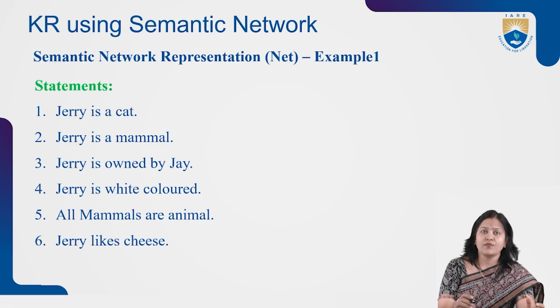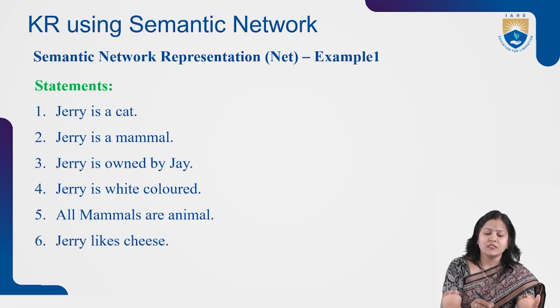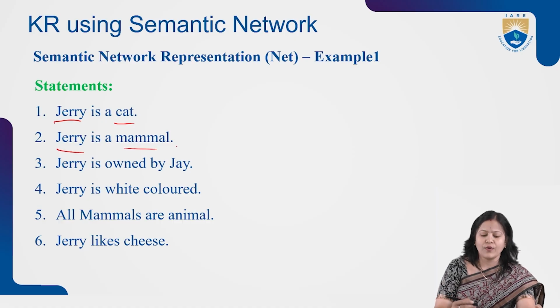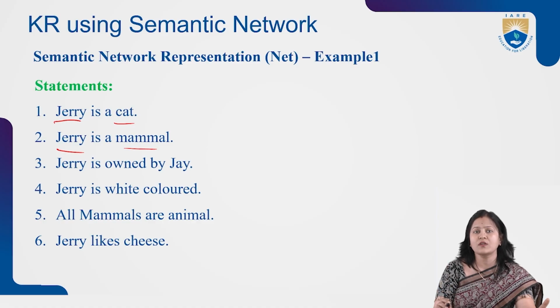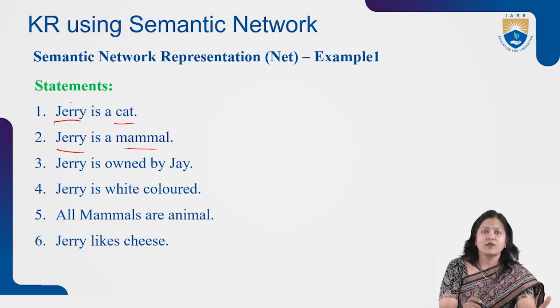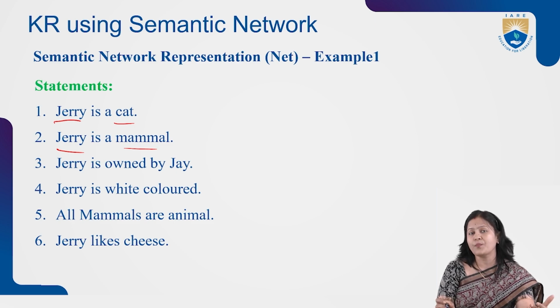Now in all these 6 statements, Jerry is a class, and cat is also a class. Jerry is common in almost all the sentences. Since Jerry repeats in all the statements, we should use only one node for Jerry. No need to repeat it 6 times or 100 times. So Jerry is one node, cat can be one node, mammal can be one node, because these are the classes. Then we will define which one is the subclass and which one is the superclass. That depends upon the type of sentence, or who can be the subclass and who can be the superclass.